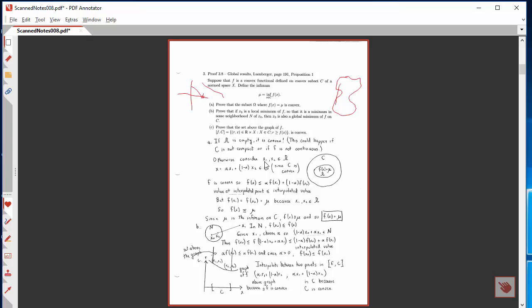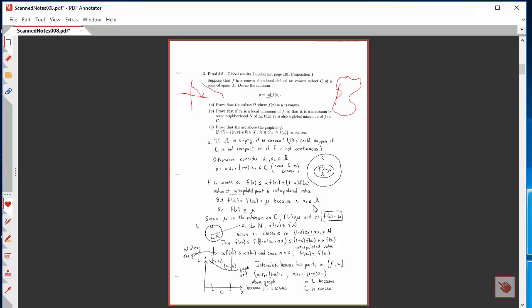Okay, so we're going to assume that omega is not the empty set. We'll consider 2 points in it, and we will consider an interpolated point, alpha x1 plus 1 minus alpha x2. Since this is a convex set, this point is also in the set. We're also assuming that f is a convex functional, and therefore the value at this interpolated point is less than or equal to the interpolated value, alpha times f of x1 plus 1 minus alpha times f of x2.